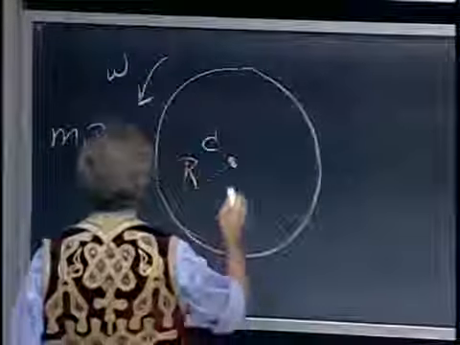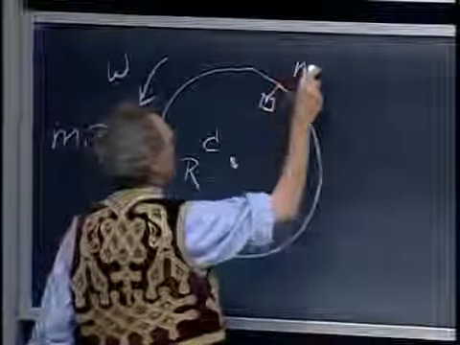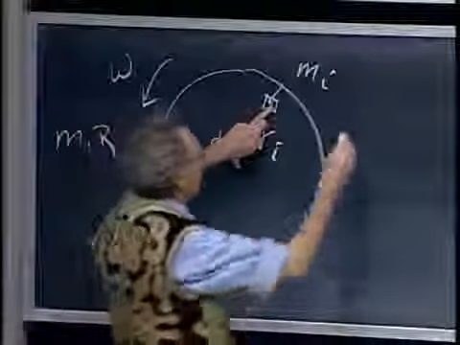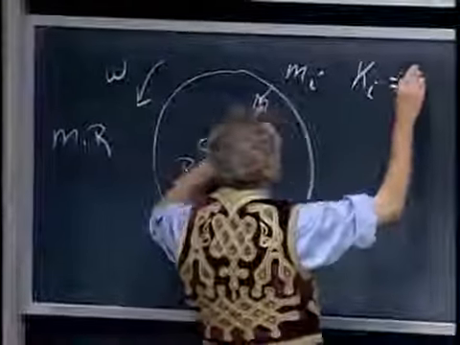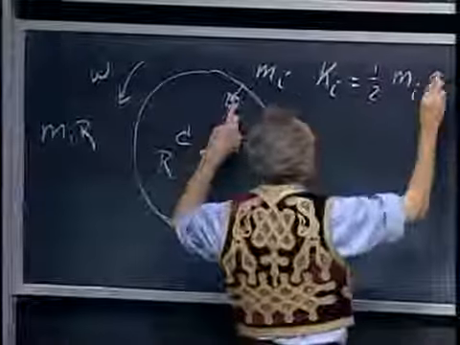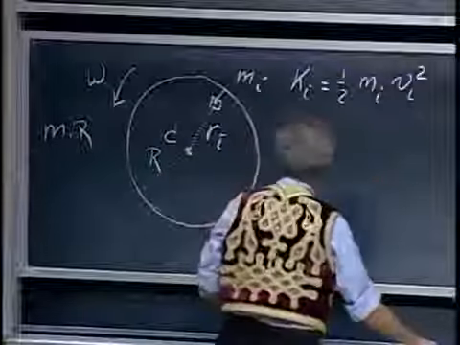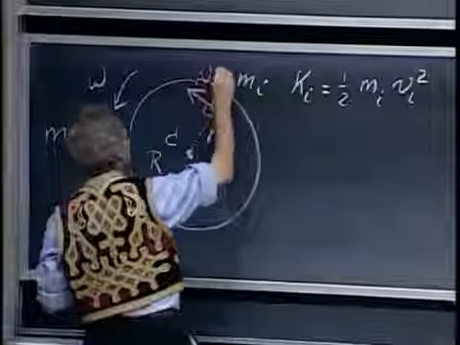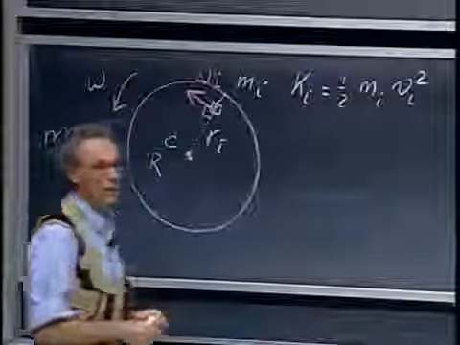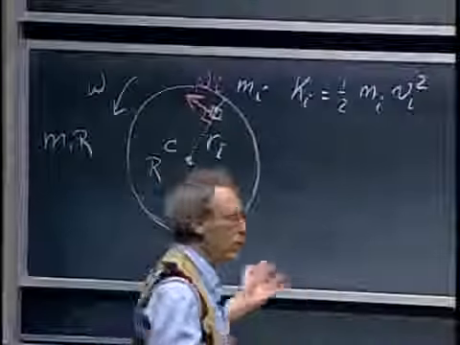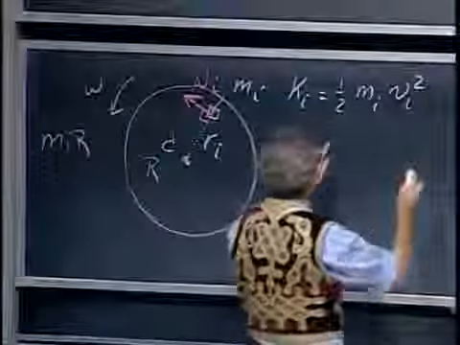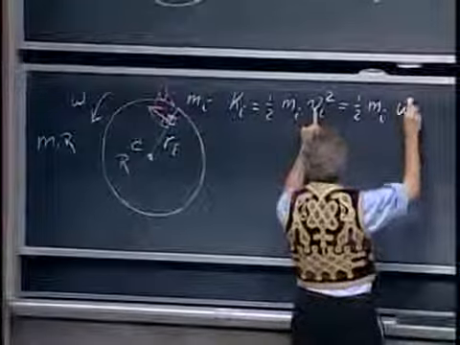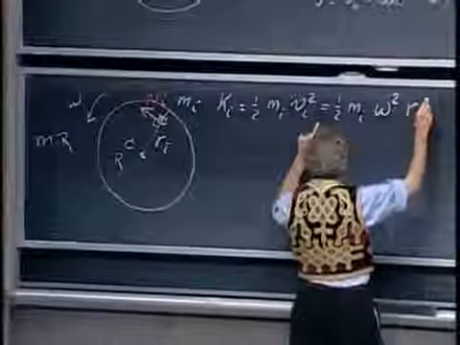I take a little mass element here, m of i, and this radius equals r of i. The kinetic energy of that element i alone equals 1/2 m of i times v of i squared, and v of i is this velocity, this angle is 90 degrees. Now v equals omega r, that always holds for these rotating objects, and so I prefer to write this as 1/2 m of i omega squared r of i squared.